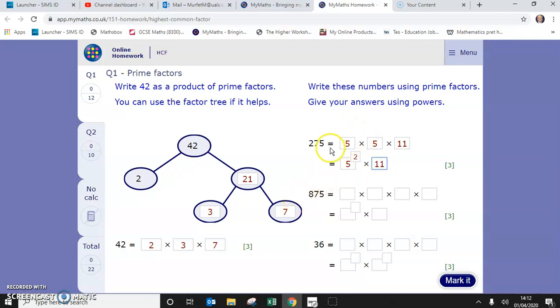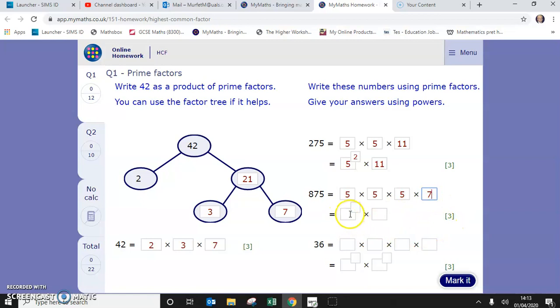Okay. Third one, 875. Again, we know that 5 goes into it. Now, I know it says non-calculator, but if you want to use a calculator here, you can do, no problem at all. If you use the calculator, you would find out that it went in 175 times. 5 will again go into 175. So again, divide by 5. That makes it 35 times. And 5 will divide again into 35, and it divides in 7 times.